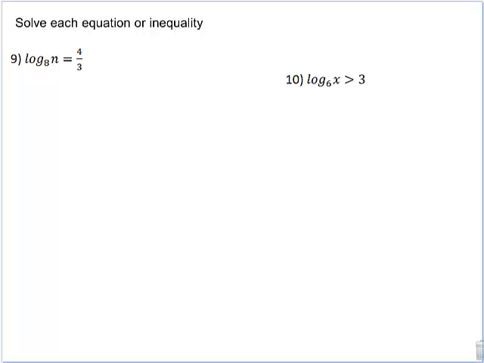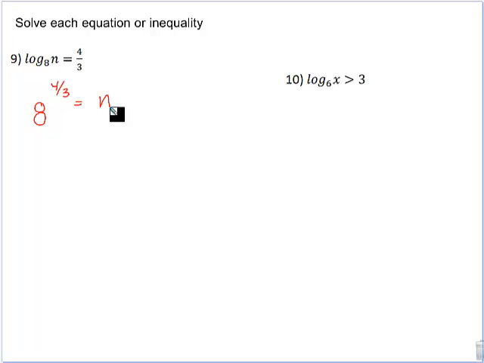So how would I rewrite this as an exponent? What's the base number? 8. And what should we raise 8 to? 8 to the 4th. Yep. So we'd go 8 to the 4/3 should equal n. And now we just have to figure out what 8 to the 4/3 is.